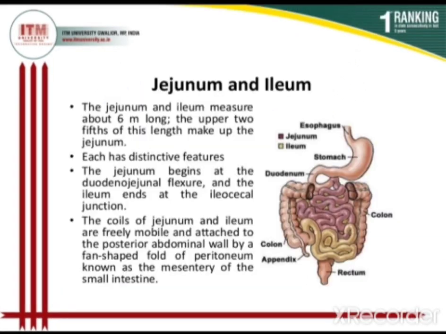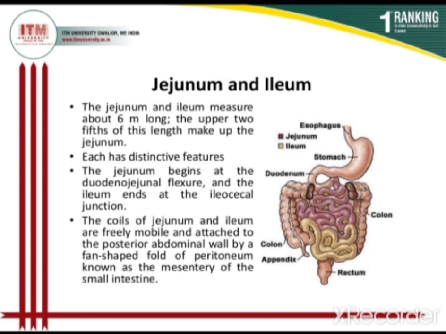Now the next part of the small intestine is the jejunum and the ileum. The jejunum and ileum measure about 6 meters long, and the upper 2/5 of this length makes up the jejunum. The jejunum and ileum are the main part of the small intestine, around 6 meters long, and the maximum part is made up of the jejunum.